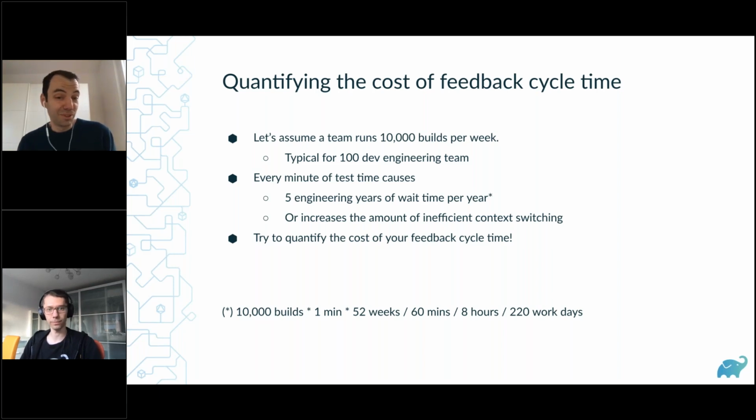You usually don't, right? You don't sit around and do nothing, but instead you have context switching, you start on something else, and all the problems that I just iterated on the previous slide will then occur. So really, the bottom line here is you should try to quantify these costs of your feedback cycle time, and that's really all that matters to productivity.